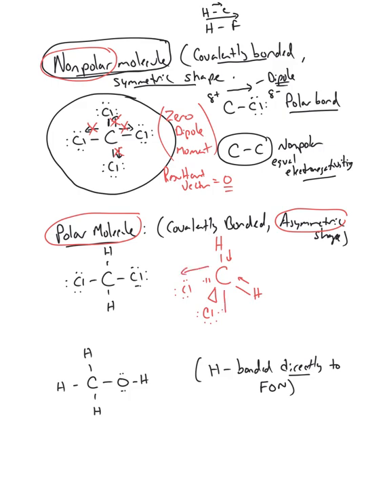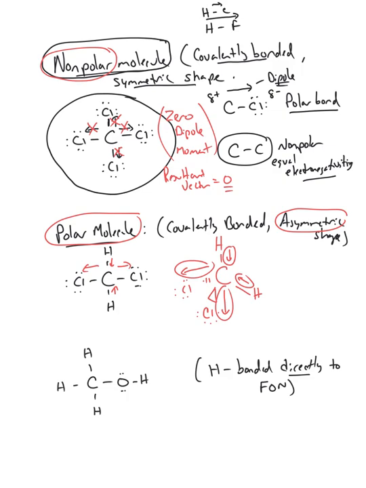The chlorines are more electronegative than carbon. You'll notice if I look at all those arrows and sum them up, looking at the Lewis structure, it looks like these arrows might cancel each other out, and this arrow might cancel each other out. But when we actually draw the VSEPR structure, that's not the case.